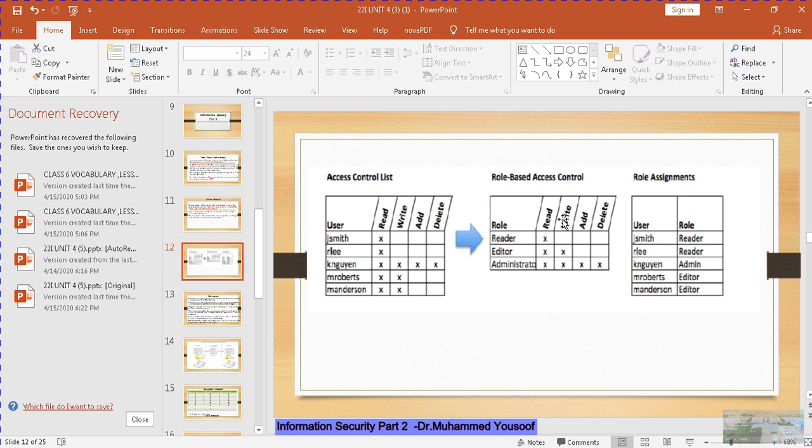Now let's go here. Look at this one. This is a table which is already available. Now based on the role, I told you your rights depend on your role.